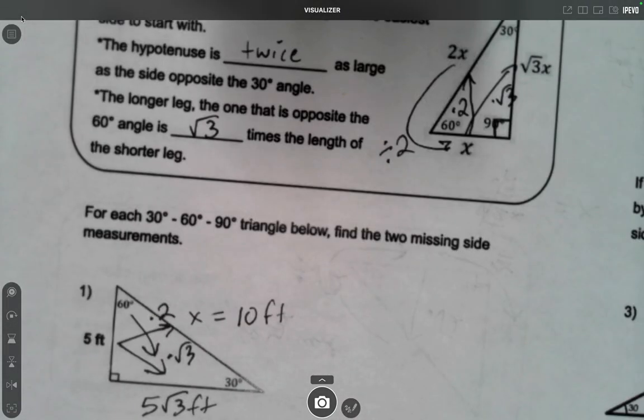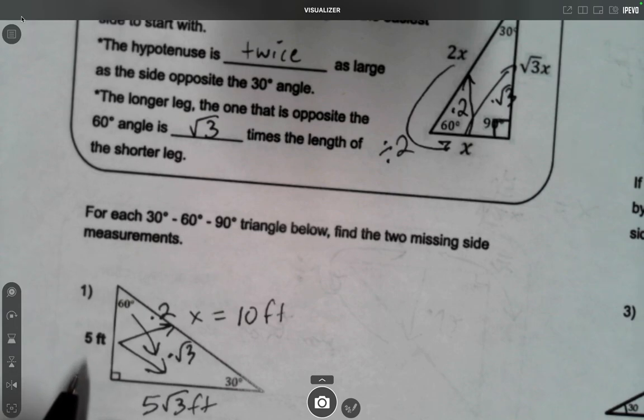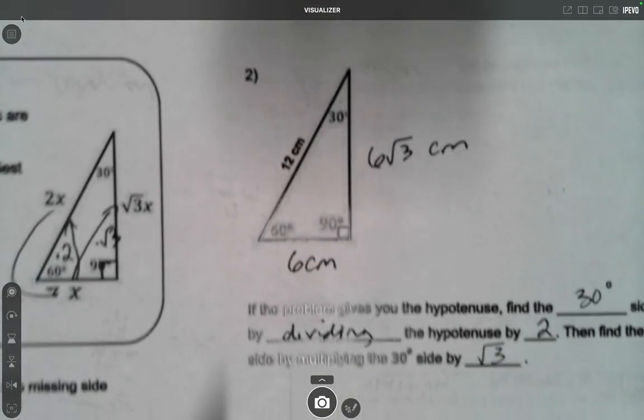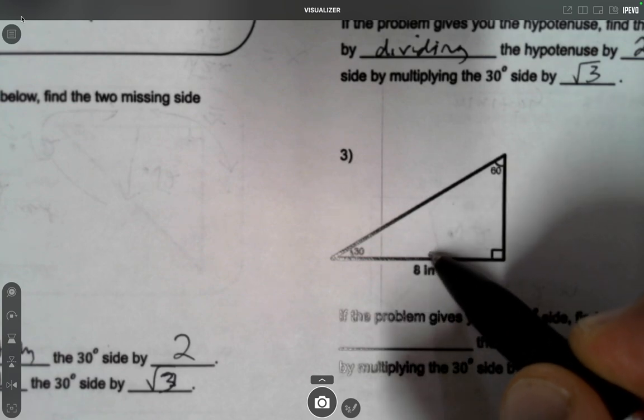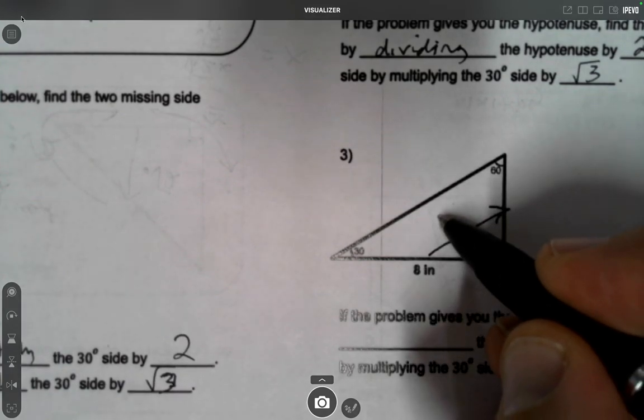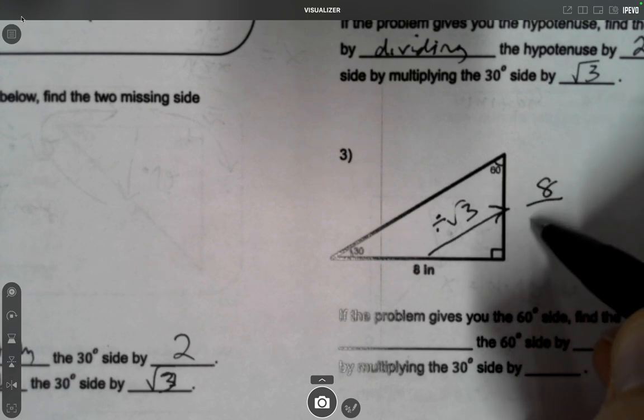So we've looked at what to do if they give us the side opposite the 30 degrees. We've looked at what to do if they give us the hypotenuse. So the last possibility is that they give us the side opposite the 60 degree angle. You can see the 60 degree angle right here. Opposite that is the 8-inch side. Like I've said, the 30 degree side is what we want to treat as our base. If they don't give us that, find it first. So to move from the 60 degree side to the 30 degree side, we'll need to divide by the square root of 3. That'll make this 8 divided by the square root of 3.